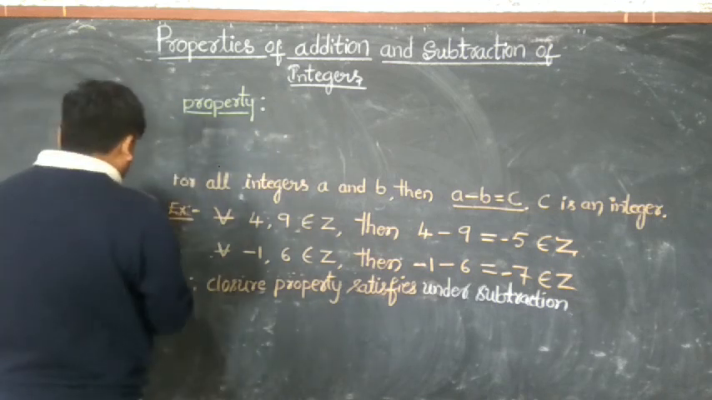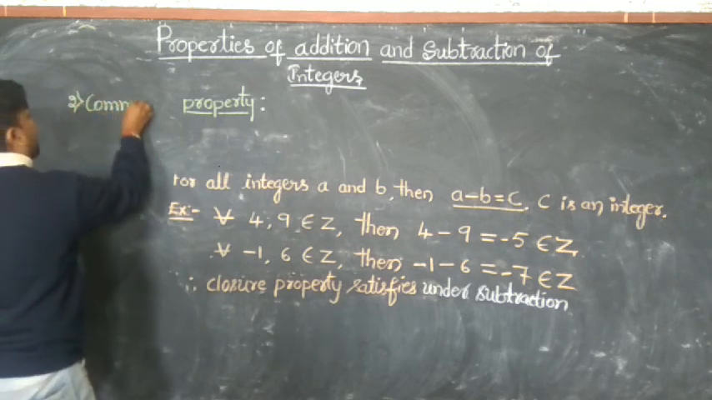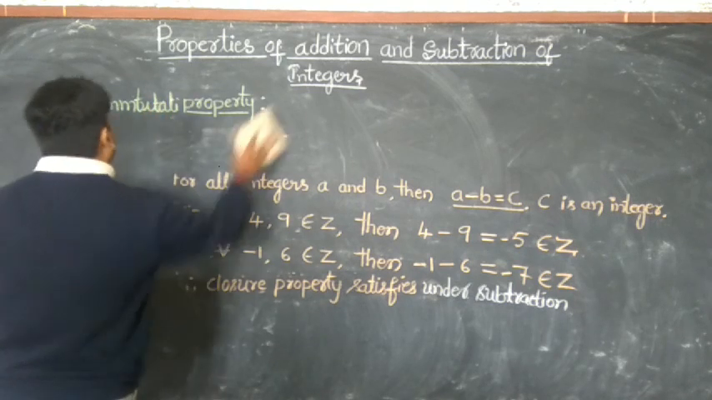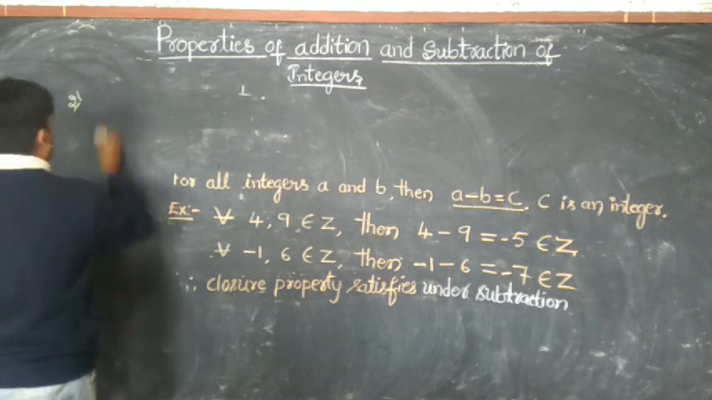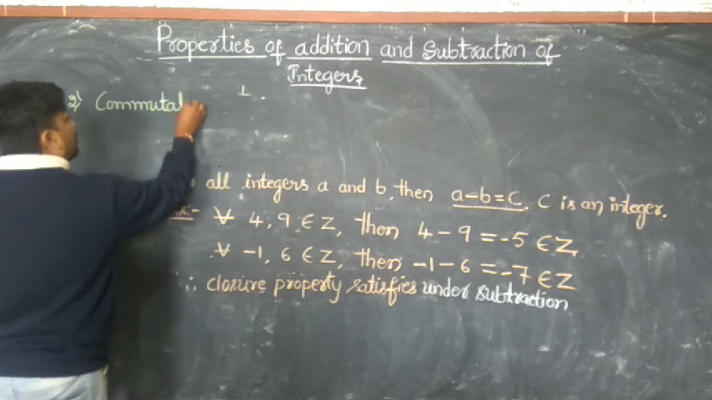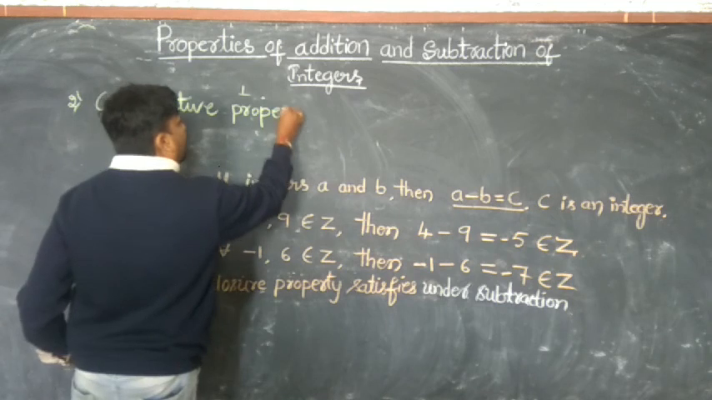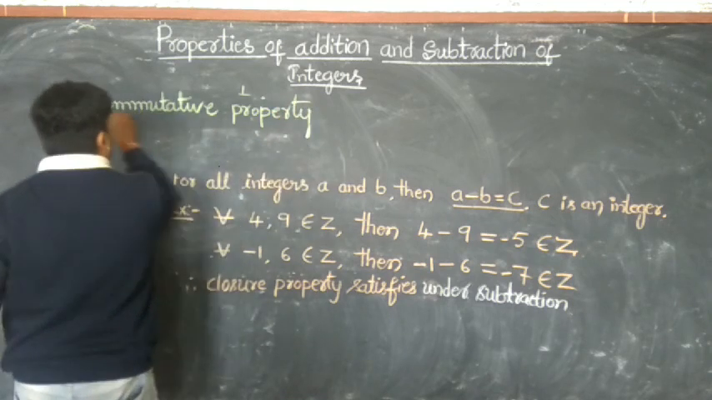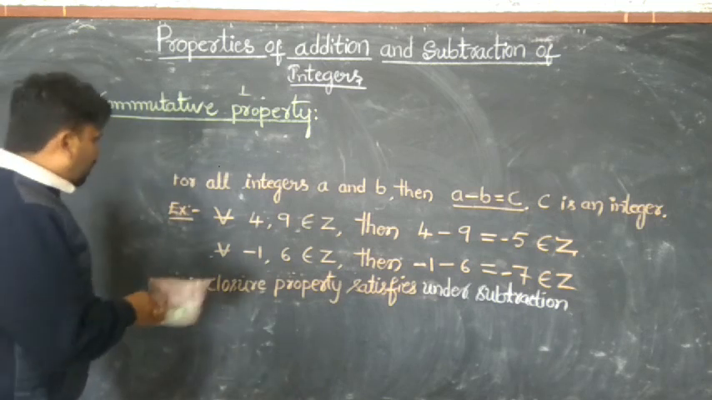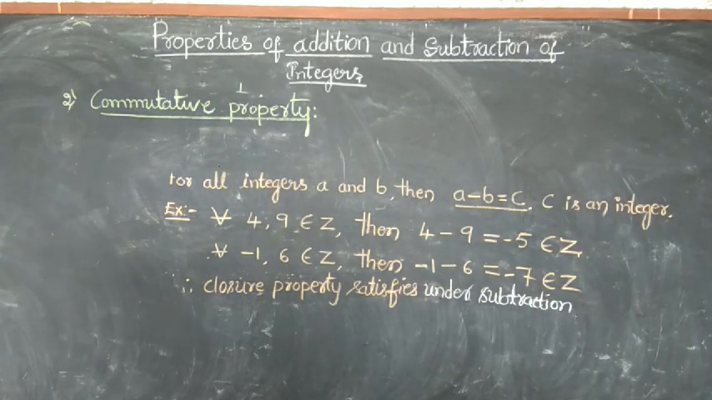Commutative property. The second property regarding integer, that is commutative property. That is commutative property. This is the second thing. Clear? The second concept is nothing but the commutative property.